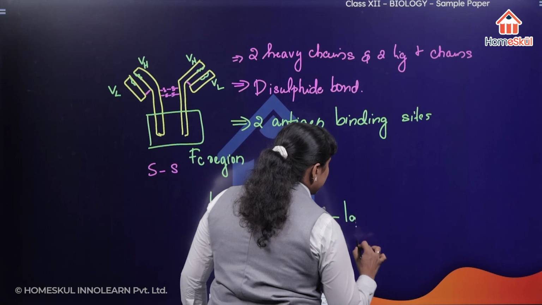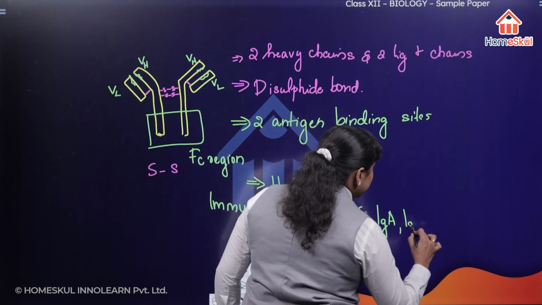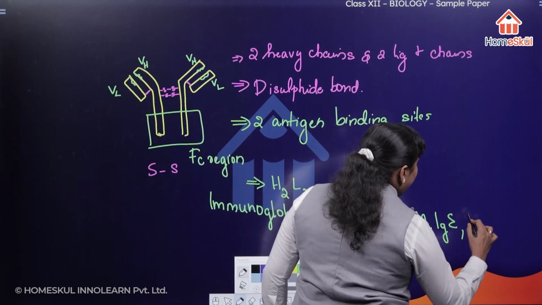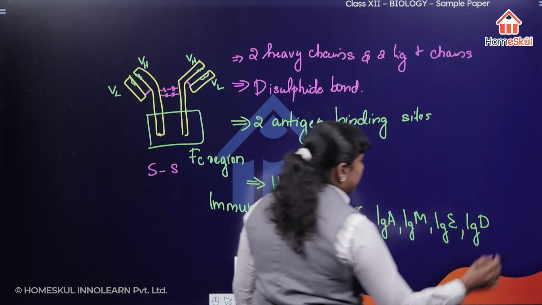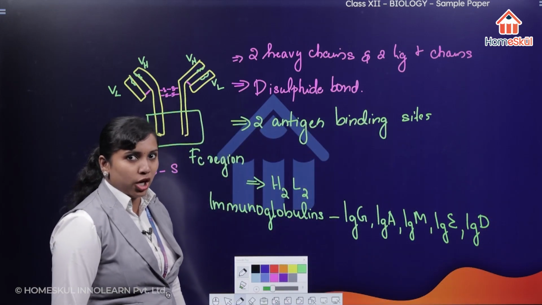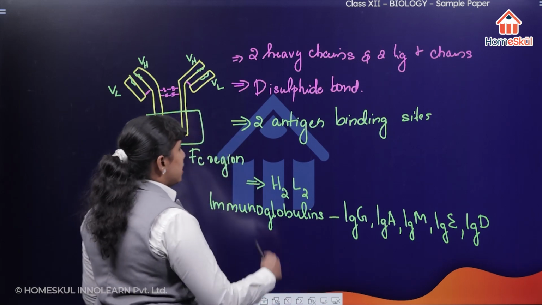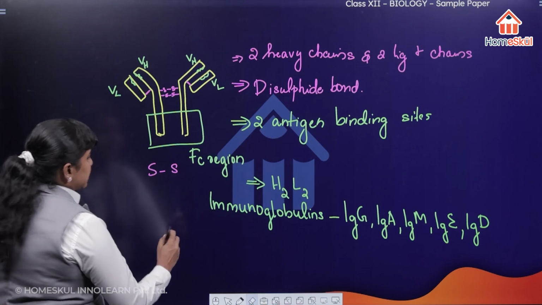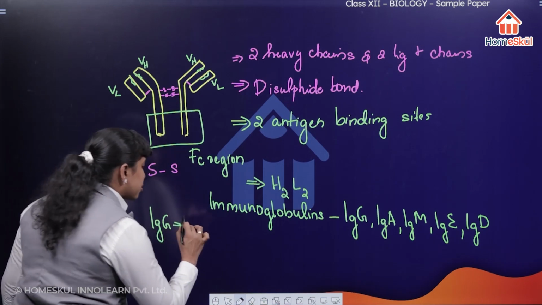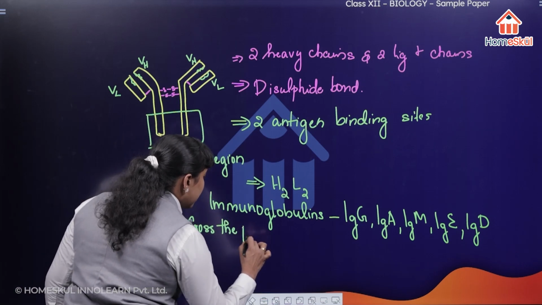We can say IgG is there, then IgA, then IgM, IgE, that is epsilon, and IgD. 5 types of antibodies are there. Okay, and let us see the functions of any 2 of them. See here IgG, we can say that IgG is the antibody which crosses the placenta. It is capable of crossing the placenta.